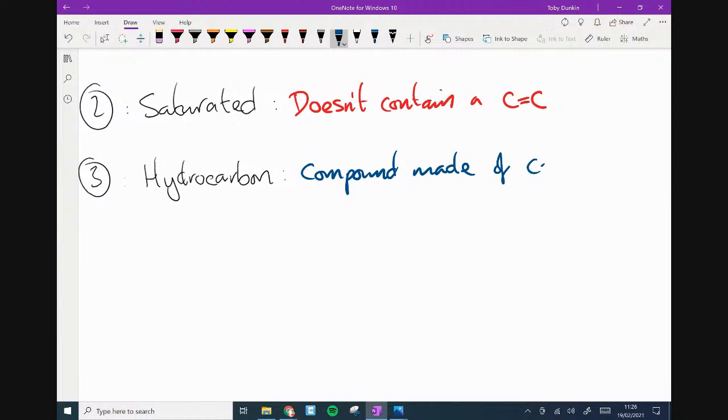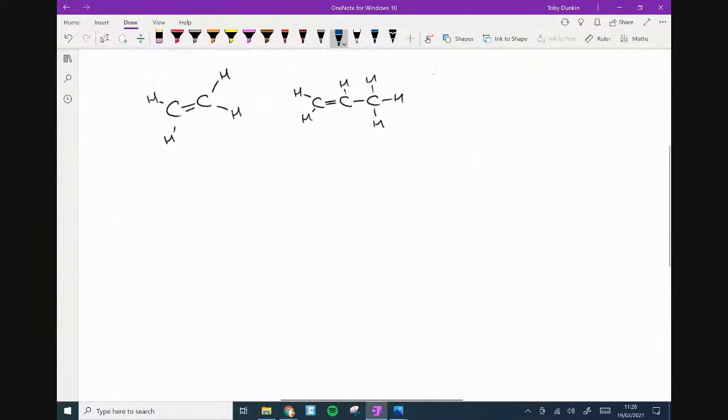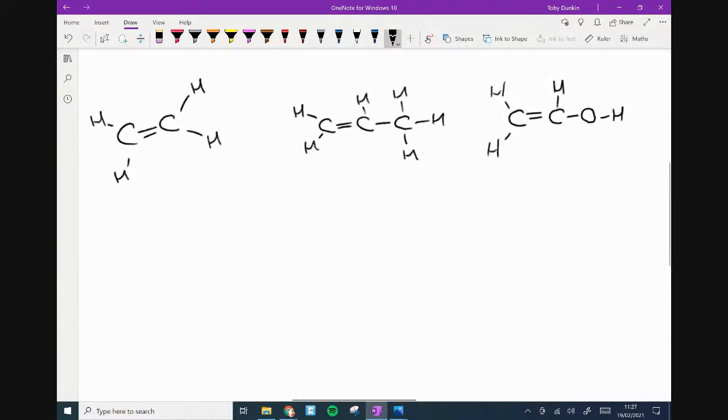Compound made of carbon and hydrogen only. And you have to say that word only. So just really quickly, just to give you an exam question of this one. So I'm now going to draw you another molecule. Oh, yeah. Let's go for this guy. I'm going to ask Tiff to name this for me, please.